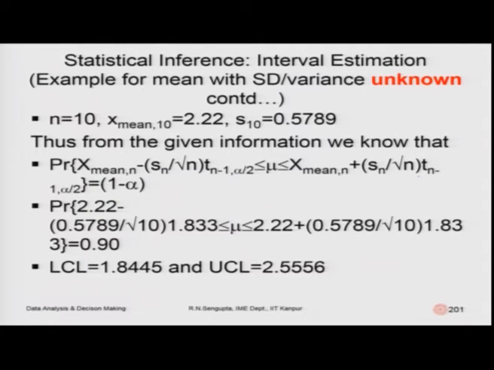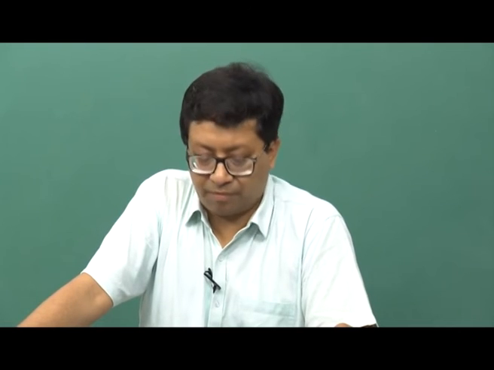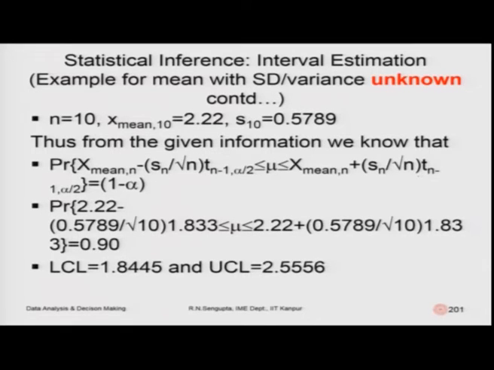Thus, for the given information we know that the lower control limit is x mean for these n observations, minus S n divided by square root of n into t, the t distribution value, t n minus 1 alpha by 2. Alpha by 2 depends on the level of confidence which you have. And on the right hand side the upper control limit would be x mean n, and again the same thing, but with a plus sign. So, once you put these values, you can check that the lower control limit comes out to be 1.8445 and the upper control limit 2.556.